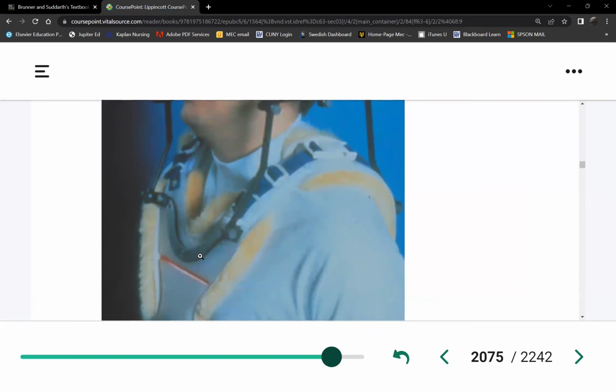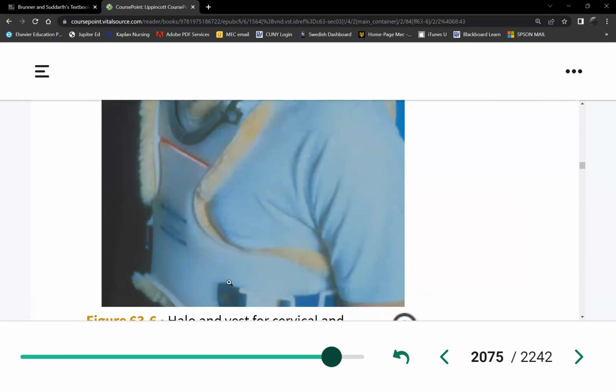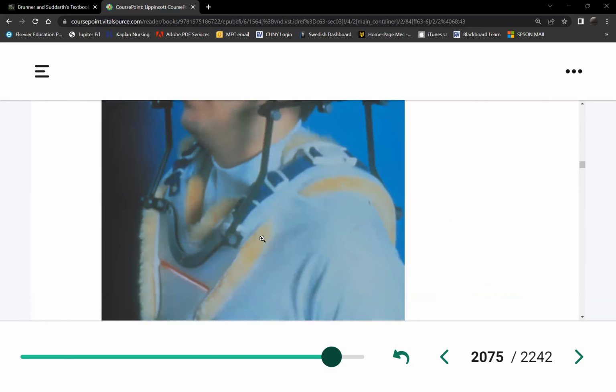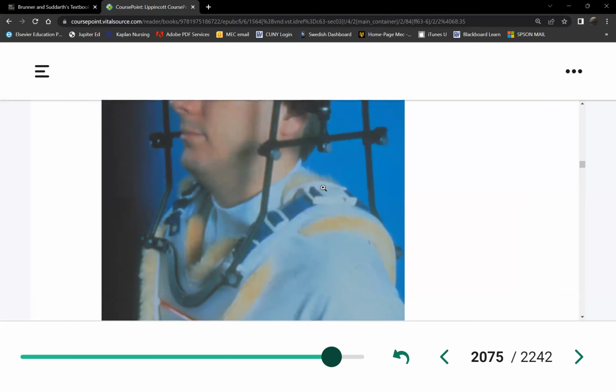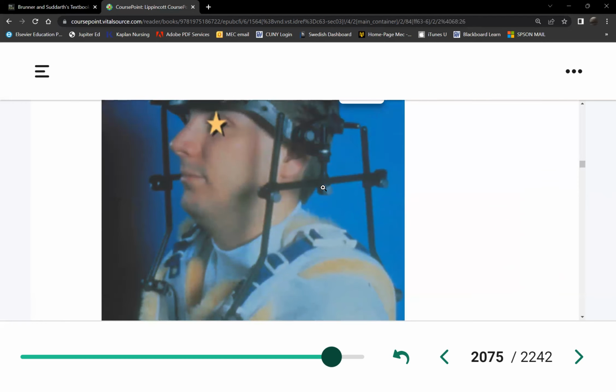And this vest right here has a sheepskin lining. It is, of course, worn over clothing to prevent irritation. However, no matter how you look at it, it looks hot, right? So imagine wearing this in the summer. They are allowed to take it off for about an hour for hygiene purposes. But when they take it off, the patient must be wearing a rigid cervical collar.